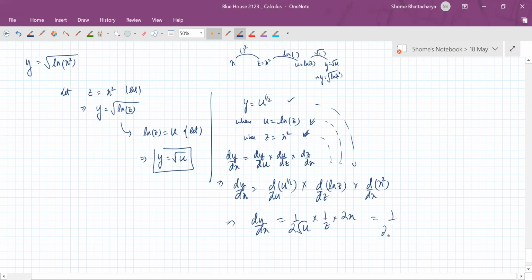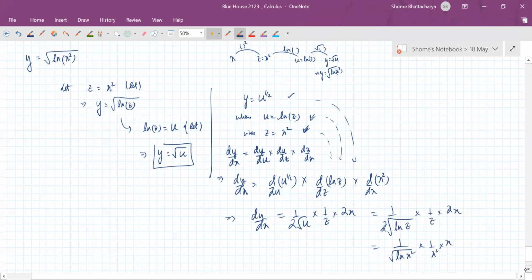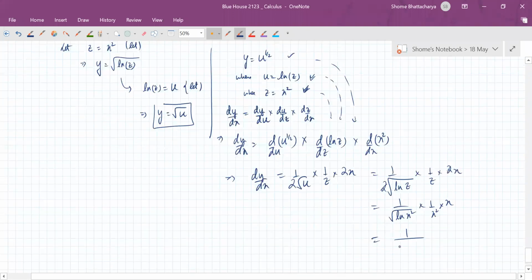So that becomes 1 upon 2 square root of ln x square. So that further becomes, now substitute z. So that becomes 1 upon square root of ln x square into 1 by x square into 2x, which you can also write as 2 ln x using that same property.